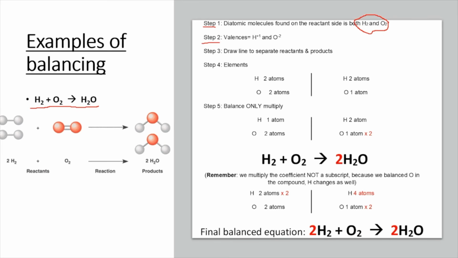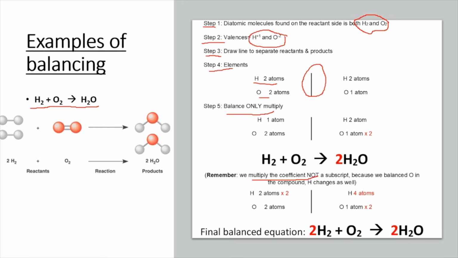Step 2 is to write the valency number of H and O2, which shows us which we do on the product side. Step 3 is to draw a line, which is this one over here, that separates the reactants and products. And step 4 is to write down the elements underneath our equation. Step 5, we balance only by multiplying, and again, we only multiply the coefficient, not the subscript.